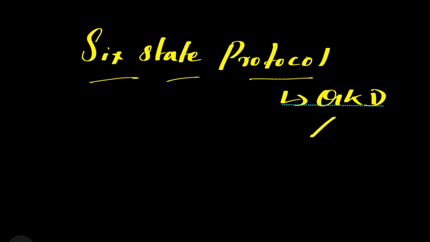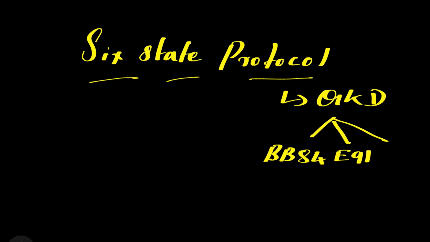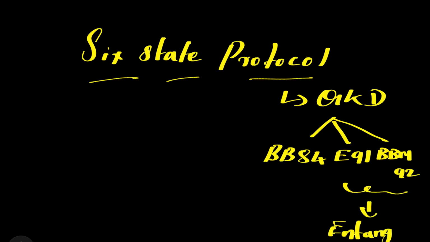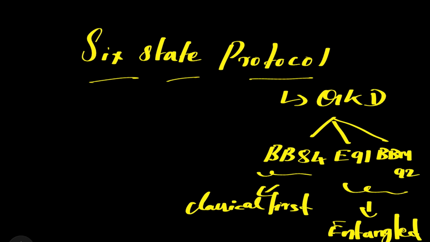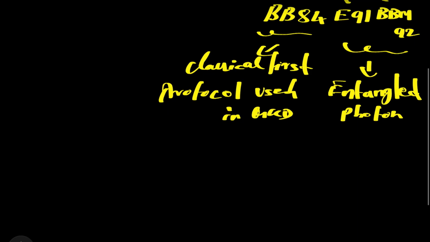So we started this QKD by looking into BB84, followed by E91, then BBM92. Hope you guys remember, right? So these two use entangled photons, and this is the classical first protocol used in QKD.